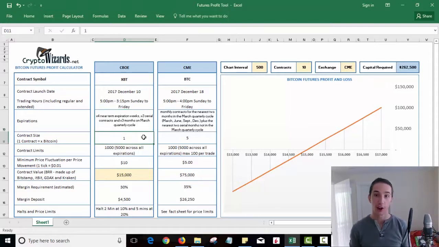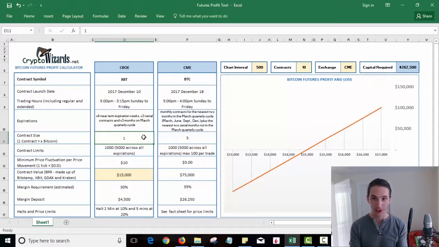First of all, the contract size. On the CBOE, where the Bitcoin ticker symbol is going to be XBT, by the way, the contract size is one, meaning that one contract equals one Bitcoin. So if you were to buy a futures contract on the CBOE, you will get the same movement in price in terms of profit or loss as you would if you actually owned Bitcoin.